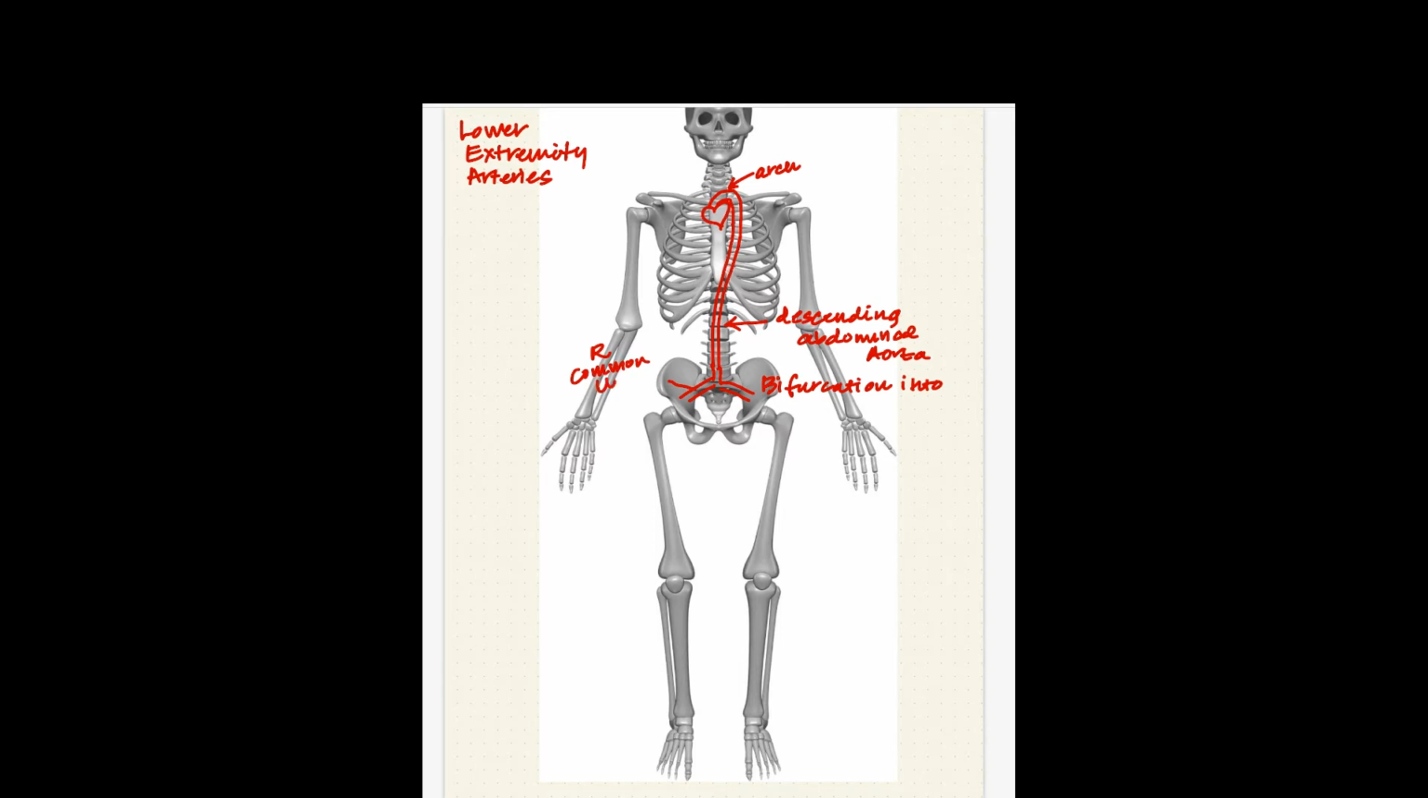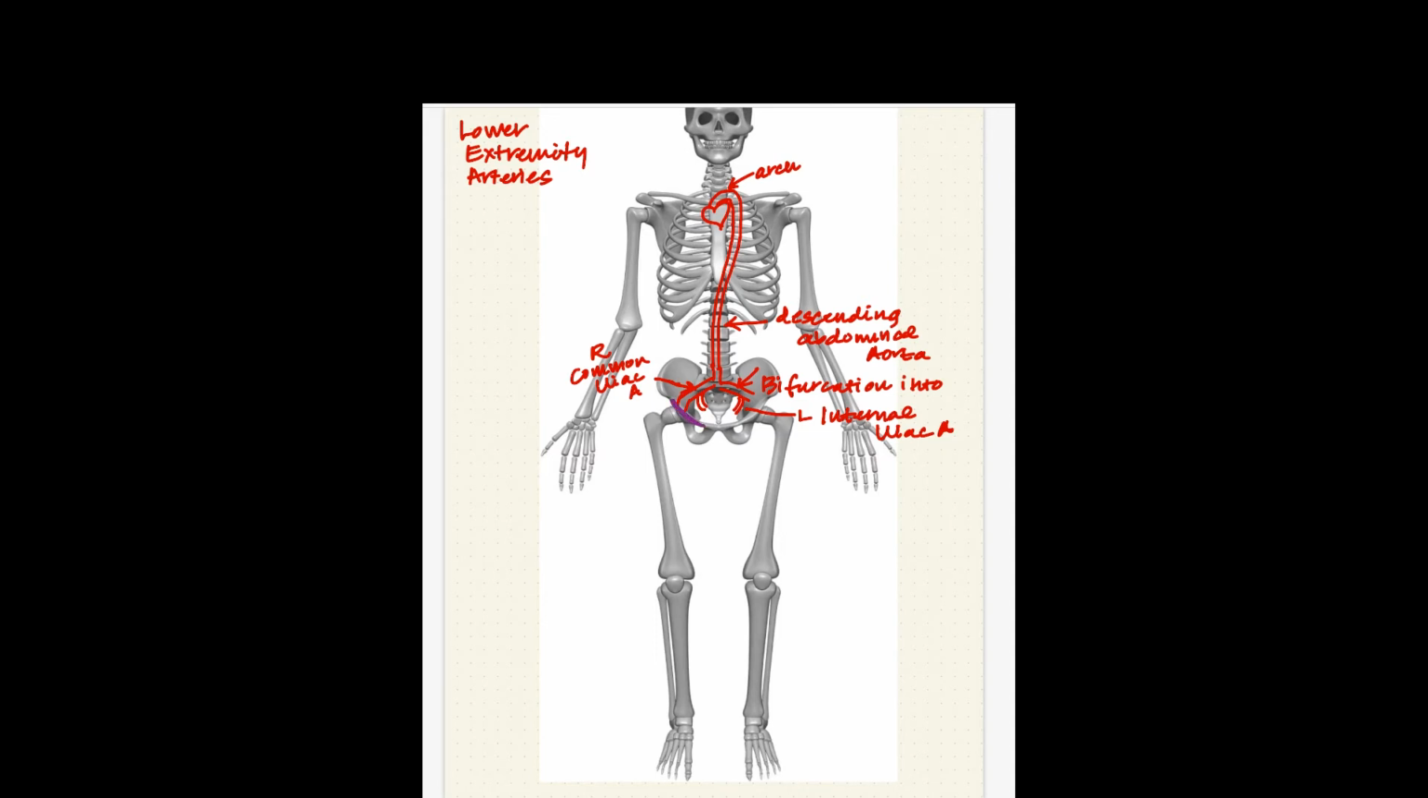And we know that anytime we have an artery with the name common, it's going to further divide into other arteries. So we see this is true here as well. The common iliac artery on each side is going to send a branch internally called the internal iliac artery. And that's going to travel into the bowl of the pelvis, and it's going to supply some of the internal pelvic organs with blood.